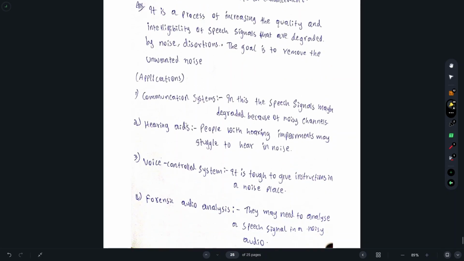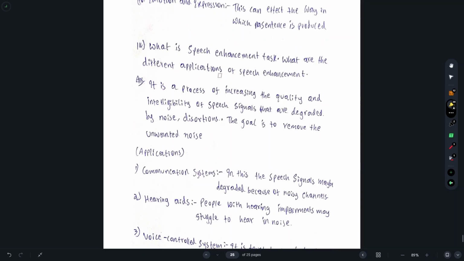So applications are communication systems, in which the speech signals may be degraded because of noisy channels. Hearing aids: people with hearing aids may find it difficult to hear information in a noisy place. Voice control systems: if Alexa needs to listen to our instructions, there shouldn't be any noise. So for these applications we can enhance our speech, and with the help of enhancing our speech, we can perform these tasks very easily.